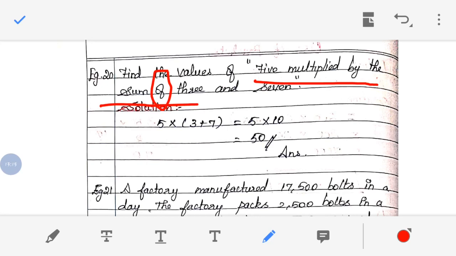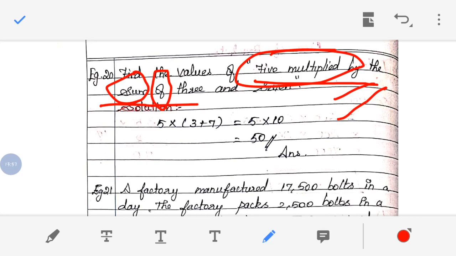Please make a note. Wherever you see the word of, whatever number is given after the of, you have to write inside the bracket. Here 3 and 7 follow the of, so we write 3 and 7 inside the bracket. Which operation is given? Sum, in the sense that is addition. So inside the bracket you write 3 plus 7. And what is given here? 5 multiplied by, which you write outside the brackets. So 5 into (3 plus 7).